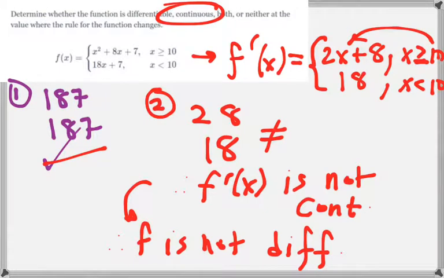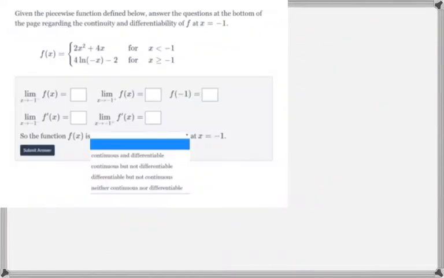We'll do one last example. It's a little bit harder. It states, given the piecewise function here, determine the answers at the bottom regarding continuity and differentiability. So this is actually guiding us as to something similar we did in the first problem. It's just that the problem's a little bit more nuanced.